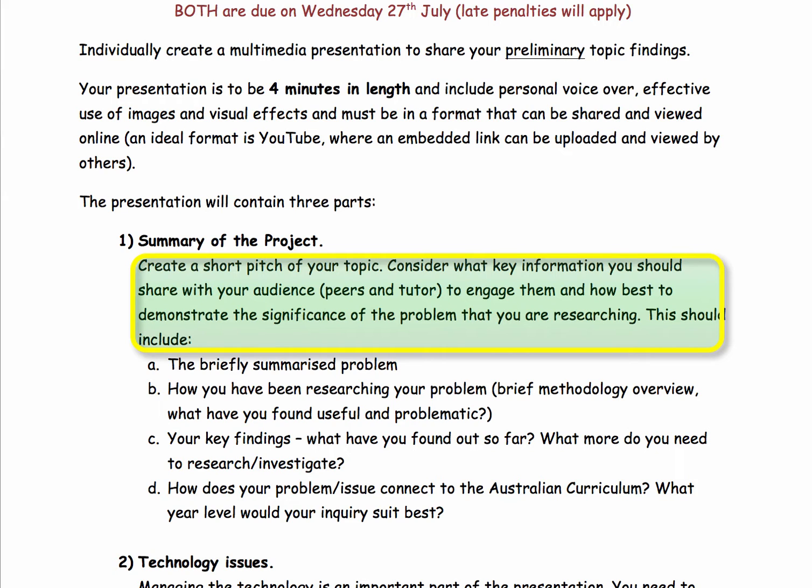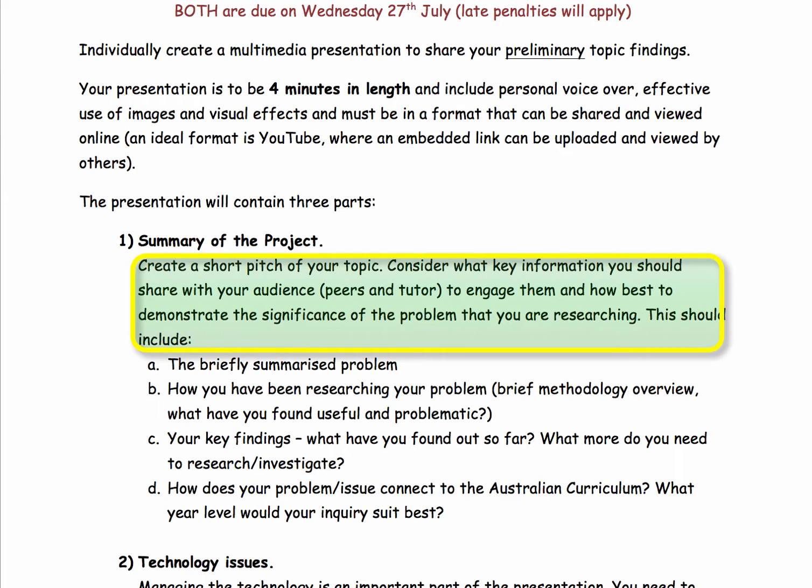This will consider what key information you should share with your audience, which is the tutors and peers, so that you can engage them, and also how best to demonstrate the significance of the problem that you're researching. In other words, why should I care? Why should anyone care? What is the significance of the problem?